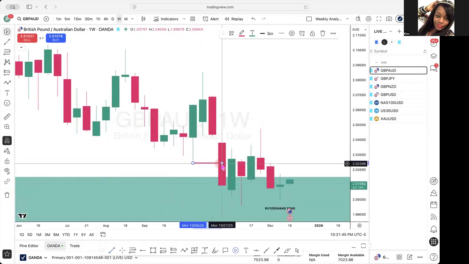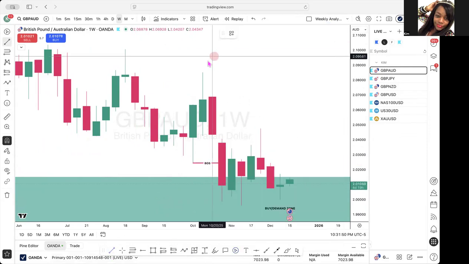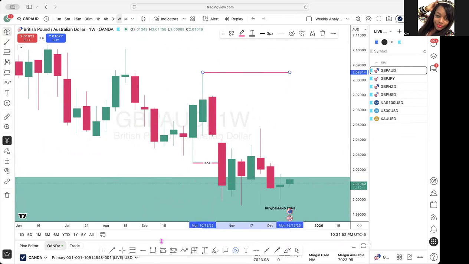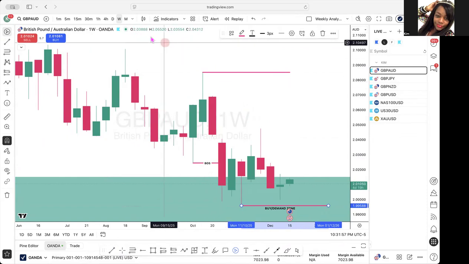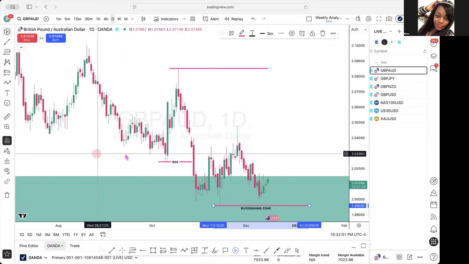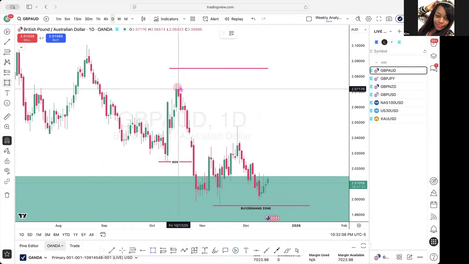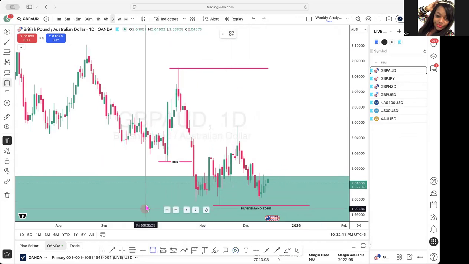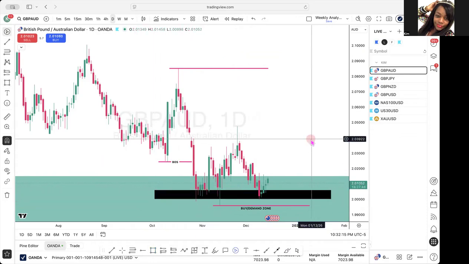this was a break of structure. I can see that this is my swing high and this is my current swing low, right? So now let's go to the daily. Based on the daily, price came into the zone. It has created a level of support. Okay. So that's our level of support.